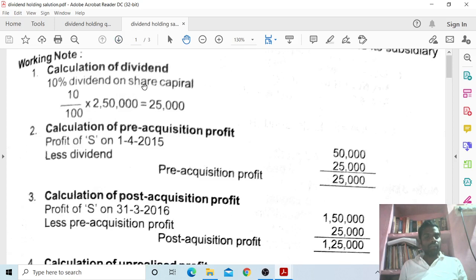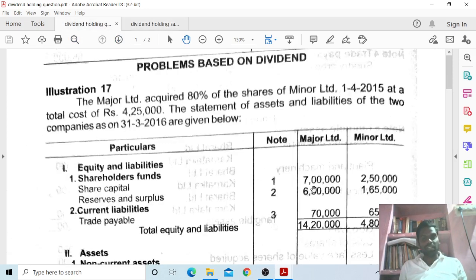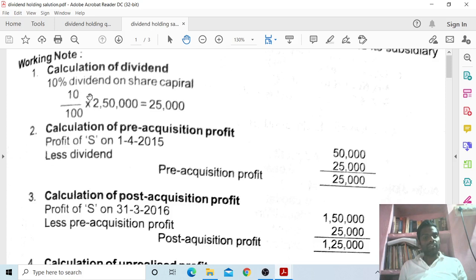First, working note. We have to calculate first the dividend. 10% dividend on share capital: take the share capital of Minor company, 2 lakh 50,000. 2,50,000 into 10 divided by 100 is equal to 25,000 rupees. It is the dividend.